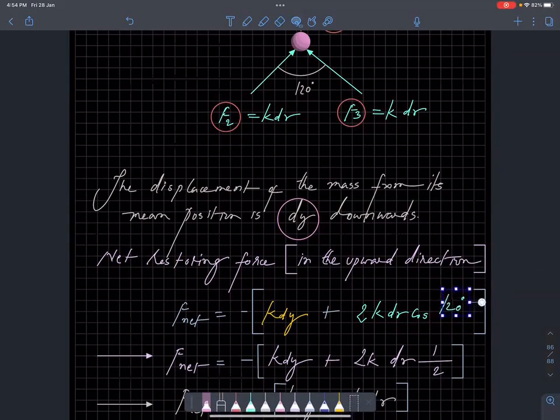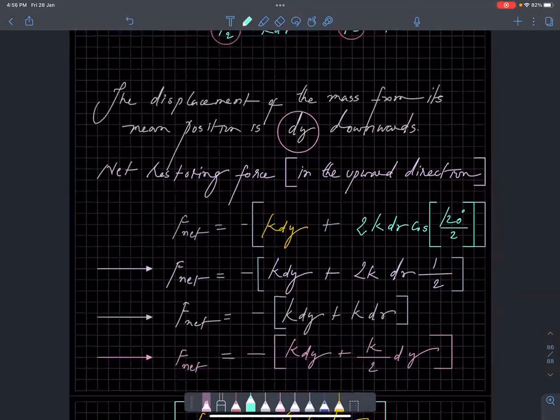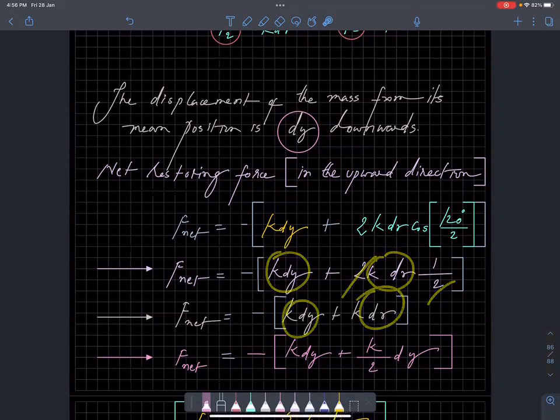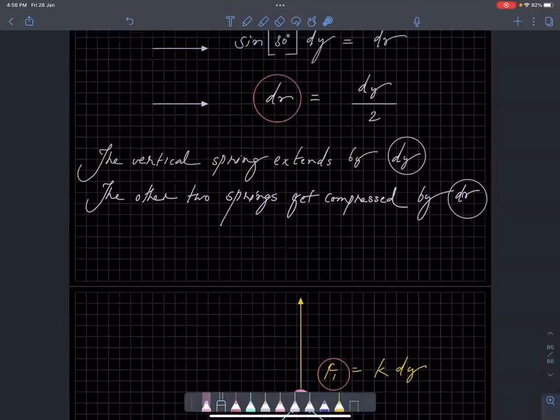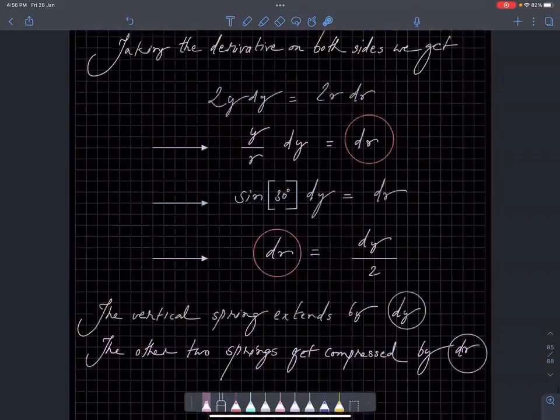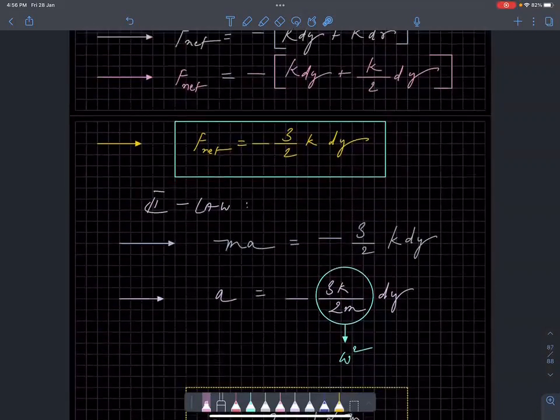So what is cos 120 by 2? It is cos 60, which is 1 by 2. So the 1 by 2 and 1 by 2 cancel. What will remain? It will be k dy plus k dr. But what is dr equal to? dr is equal to dy by 2, right? Yes. That we already found out here, so I substituted that.